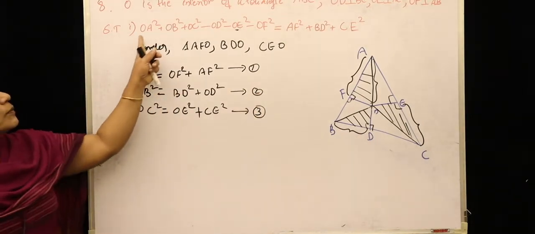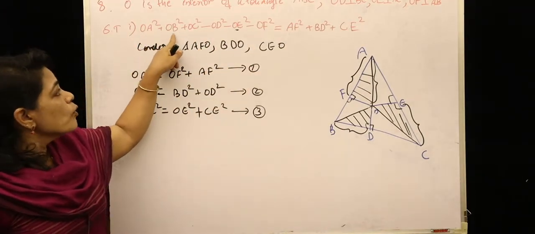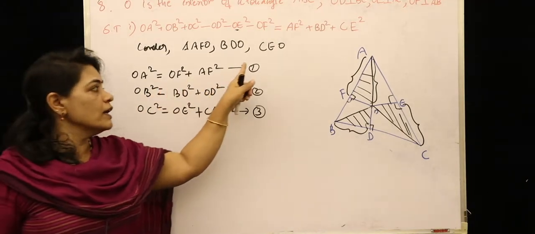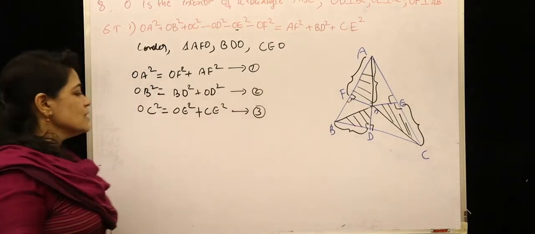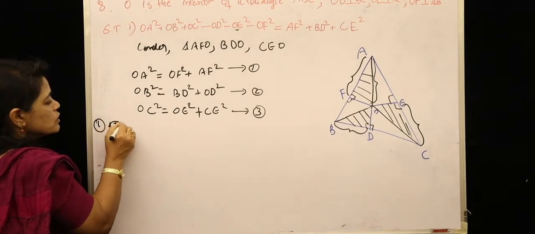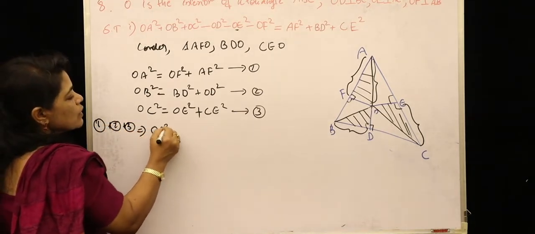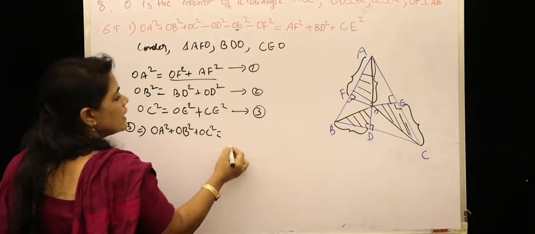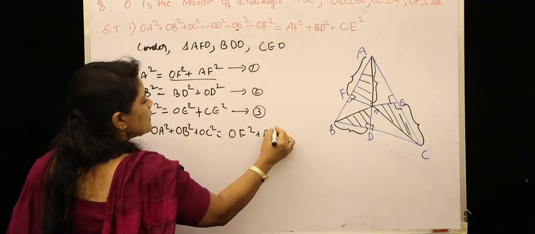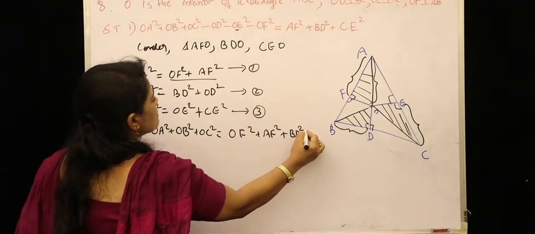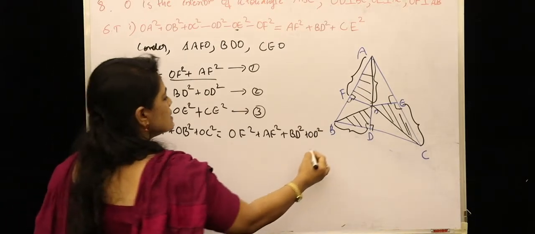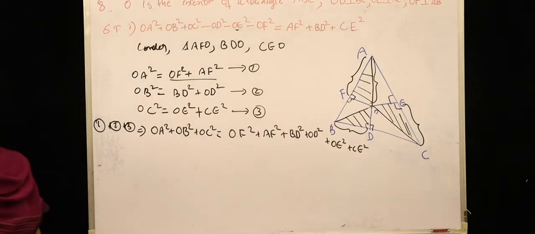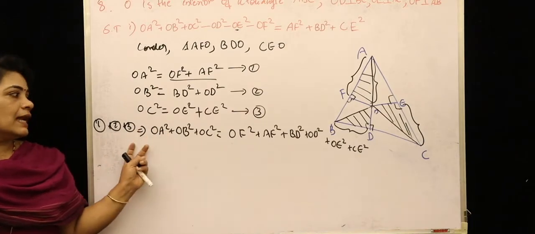Then what to do children? Here see the proof. What we need to prove? That means OA, OB, OC we have to add. That means OA square plus OB square plus OC square should come only when we are adding equations 1, 2 and 3. So that is the next step. We are going to add equation 1 plus equation 2 plus equation 3, which implies OA square plus OB square plus OC square equal to the RHS. We are adding the first RHS, OF square plus AF square. Second one, BD square plus OD square. And the third RHS, that is OE square plus CE square. We added all the three RHS and all the three LHS.